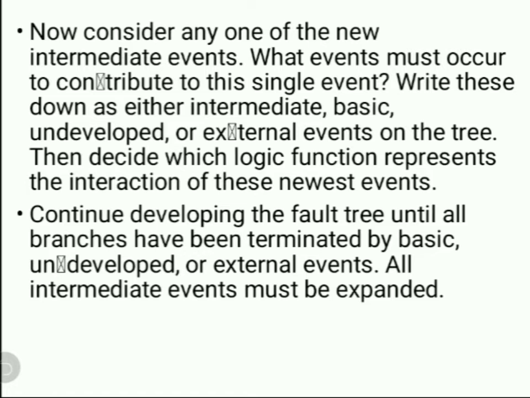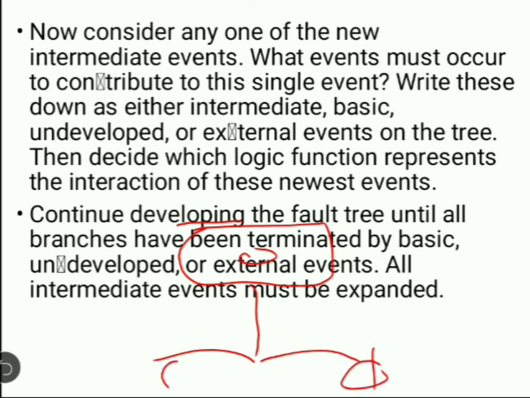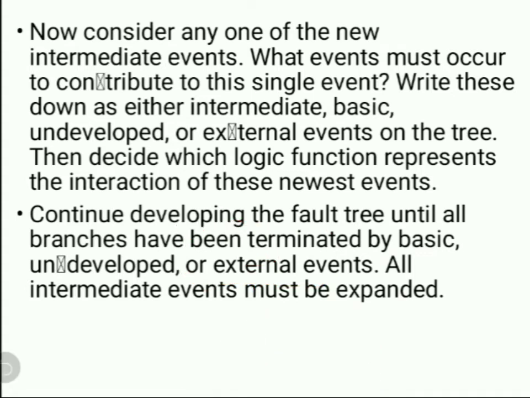What event must occur to contribute to this single event? That means if an intermediate event is there, it cannot be defined, so we have to consider it as a rectangle. Again, for that event, various reasons will be there. So we have to draw the different events below that, and join them with the logic gate. This is how we have to consider each and every intermediate event.